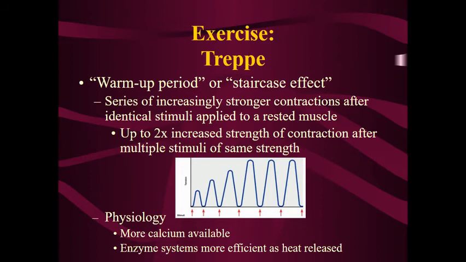The reason this happens physiologically is because more calcium is available. Since we've been using the muscle, there's calcium readily available for contraction, and the enzymes that are used in the chemical reactions for muscle contraction become more efficient as heat is released. And remember, heat production is one of the functions of muscle action.